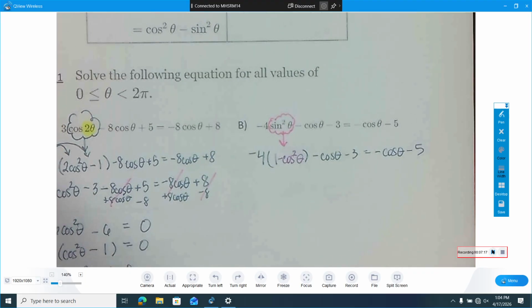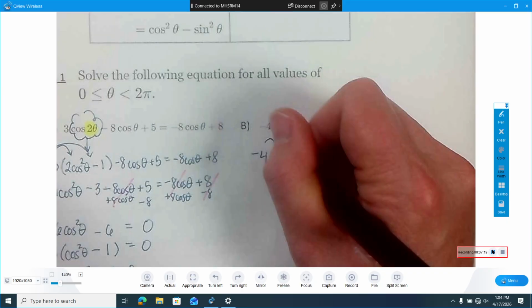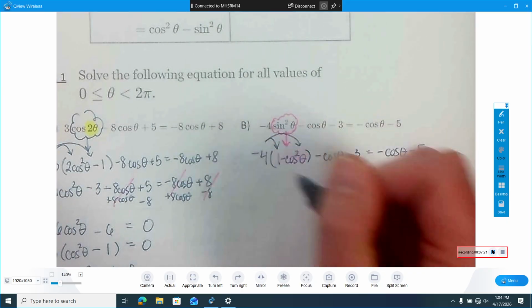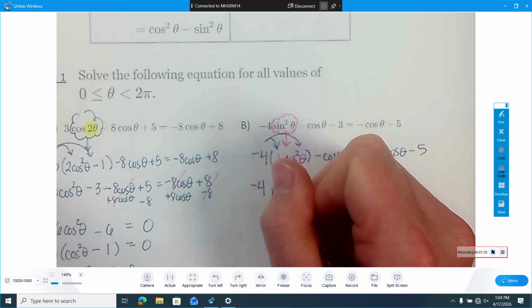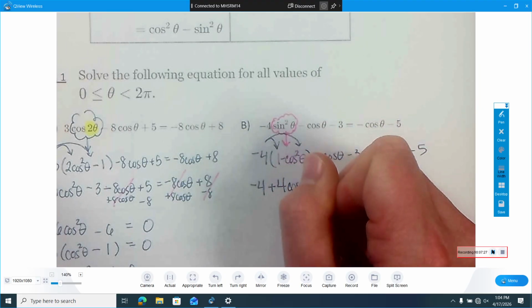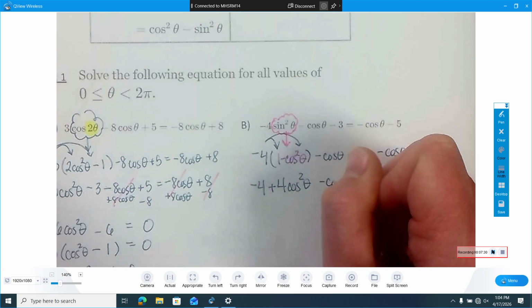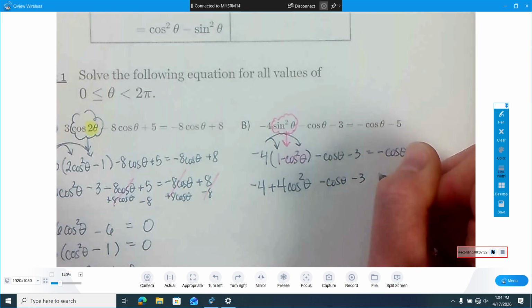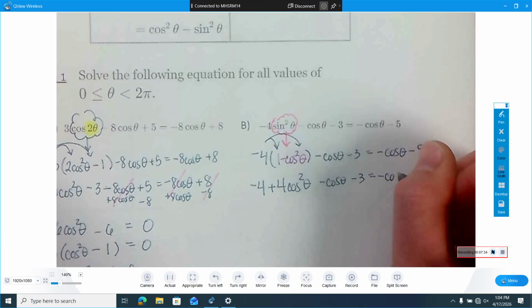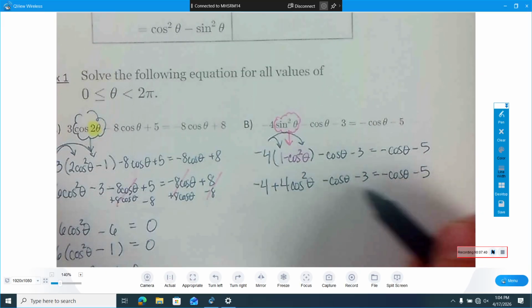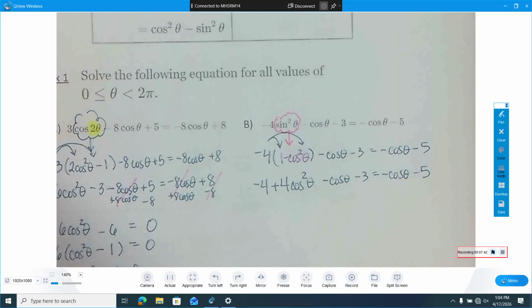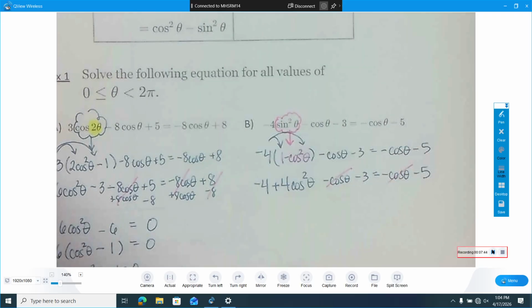All right, what do we do next? Distribute. Good plan. Negative 4 times 1 is negative 4. Negative 4 times negative is positive 4 cosine squared theta minus cosine theta minus 3 equals negative cosine theta minus 5. Move it all over to one side. What happens to the minus cosines? They're going to cancel each other out.